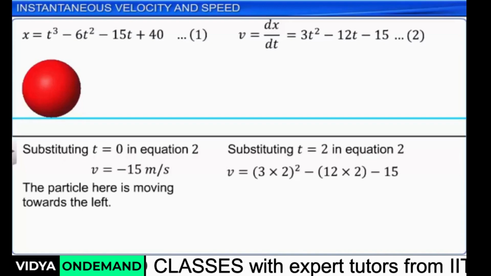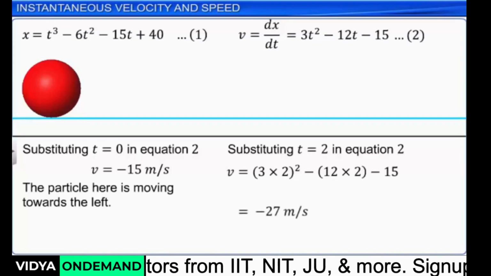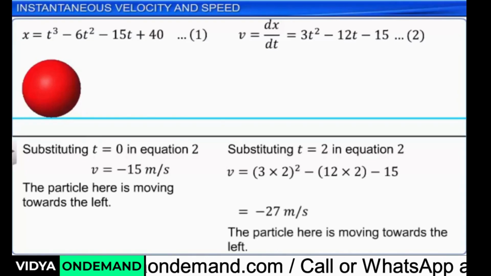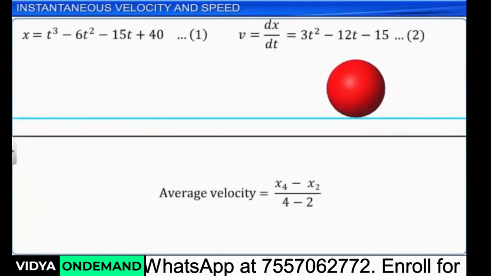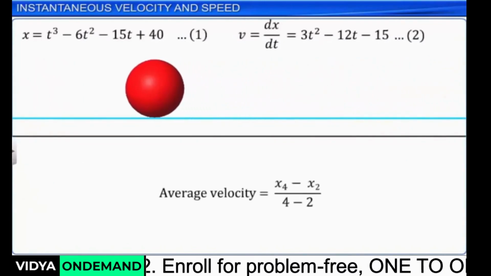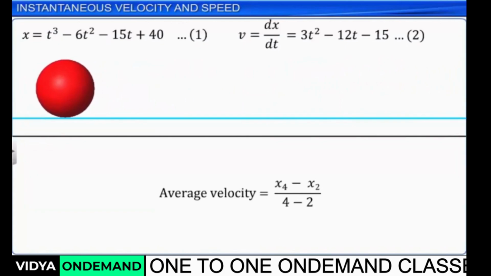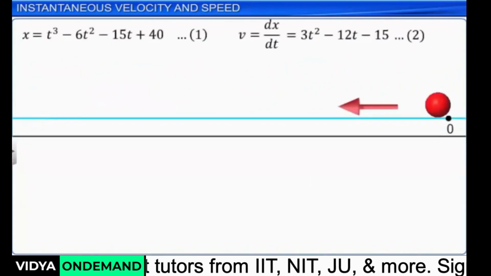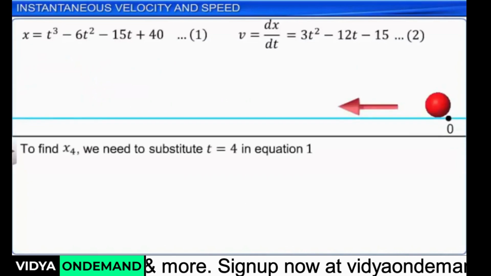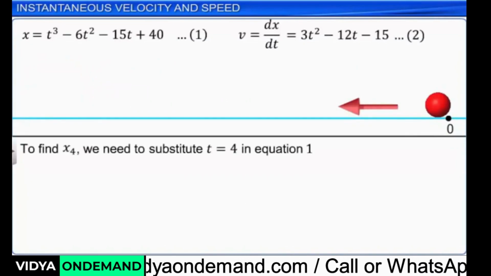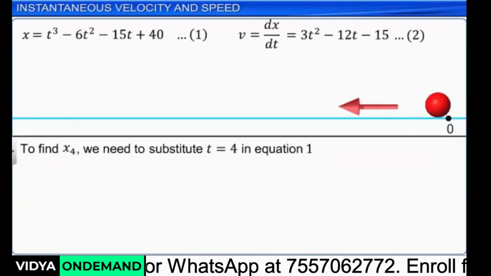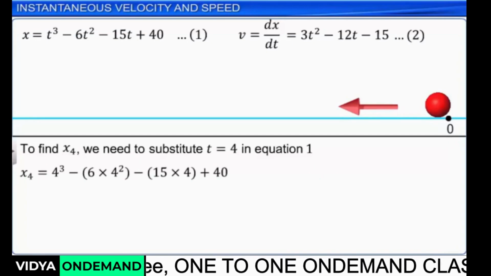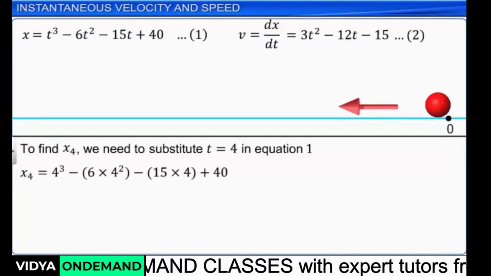Average velocity is equal to (x4 minus x2) by (4 minus 2). To find x4, we need to substitute t equal to 4 in equation 1. x4 is equal to 4 cube minus 6 multiplied by 4 square minus 15 multiplied by 4 plus 40, which is equal to minus 52 meters. The particle is situated to the left side of the origin.